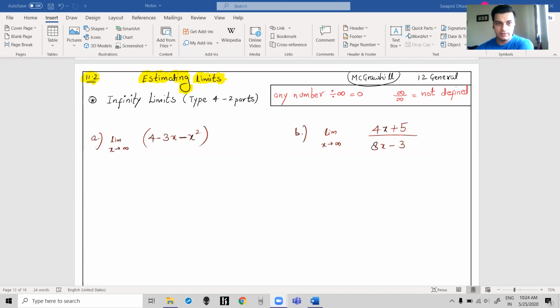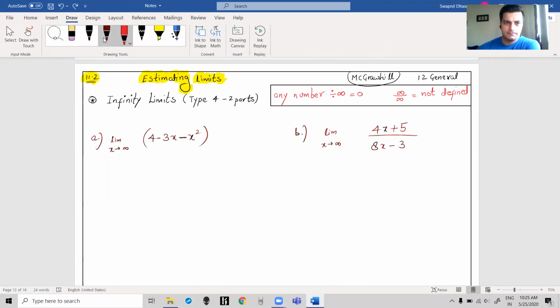McGrawHill 12th general class. Right now I'm focusing on infinity limits. So whenever you see infinity, there are two types of questions. One, you can have a polynomial which looks like this. Second, you can have a rational function which looks like this, p by q form. So these are two easy questions I have taken, and let's see how we solve it.